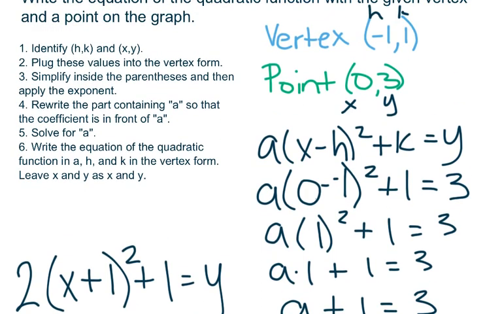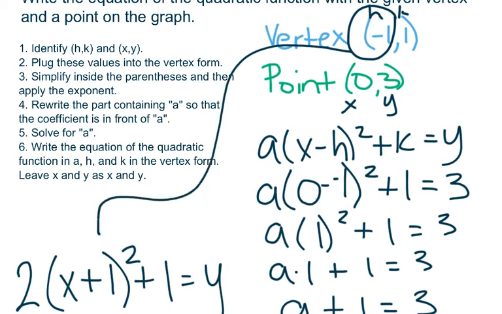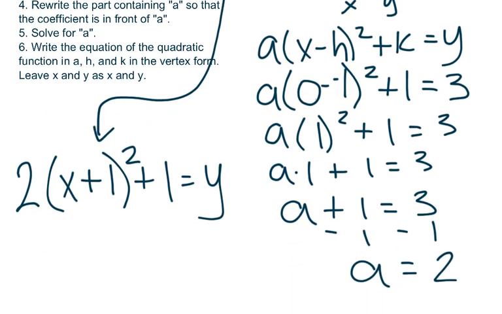So remember, whatever the x coordinate of the vertex is, when you write it in the parentheses, it's going to be the opposite sign. That's why I have the plus 1 there.